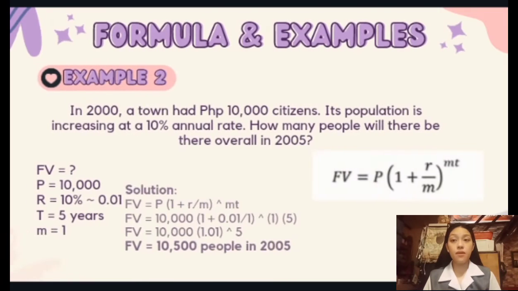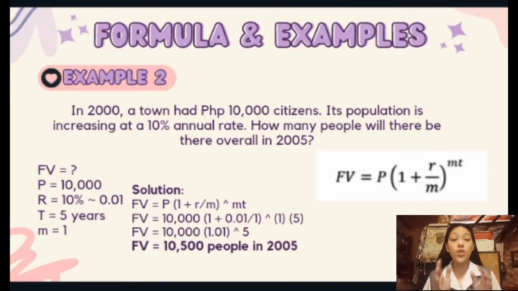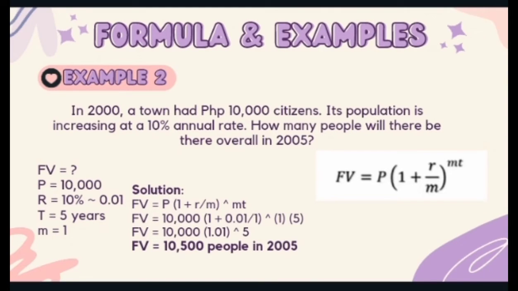For the second problem, in 2000, a town had 10,000 citizens. Its population is increasing at a 10% annual rate. How many people will there be overall in 2005? Use your scientific calculator to solve this problem.